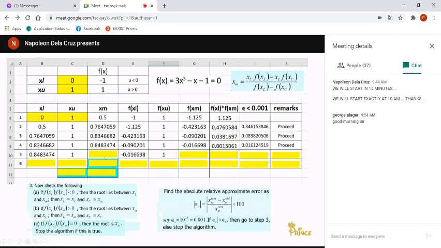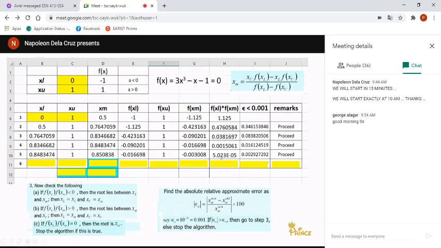Then solving for this using that formula, and then for f of xm using this, by substituting this value into that equation. Then let's now get the product of this. What is it? Positive. Okay. So this is still 0.002, still greater than 0.001. So we will still proceed.